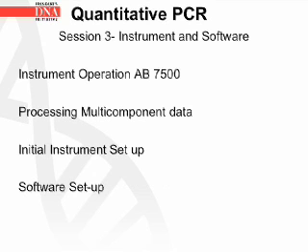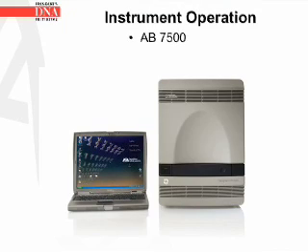In this session, we will be going over the following topics: instrument operation of the AB7500, processing of multi-component data, initial instrument setup, and software setup. The instrument for qPCR is made up of two components: the actual instrument where the PCR reaction is occurring, and a computer which ties into the instrument and instructs it what to do.